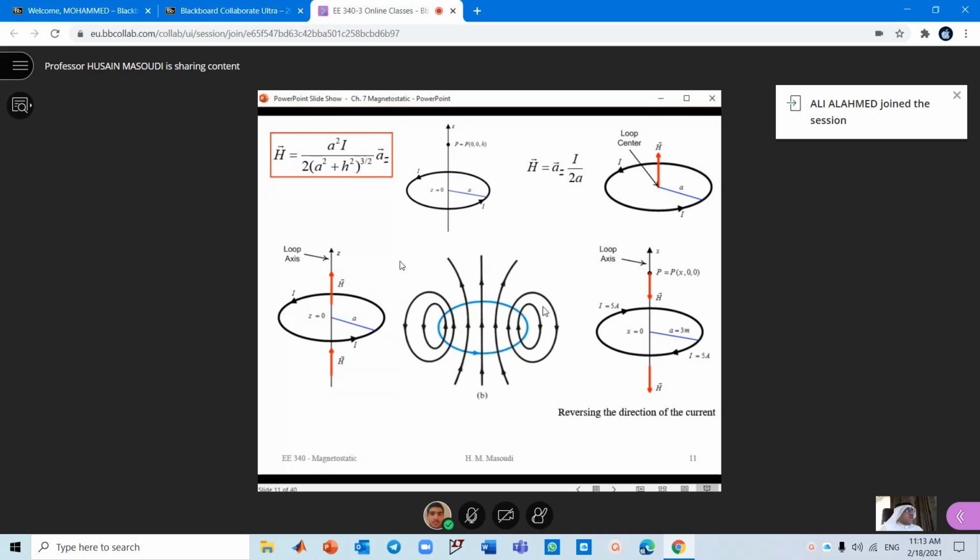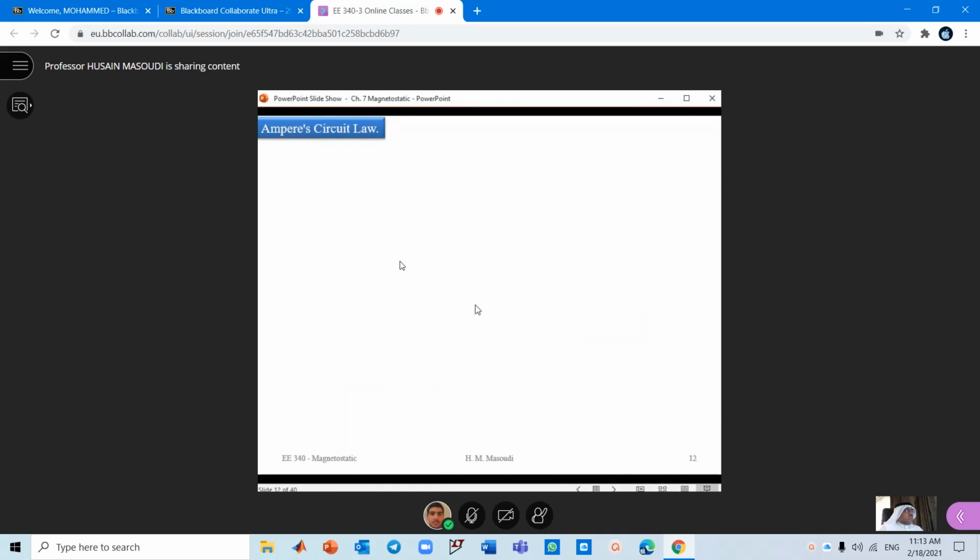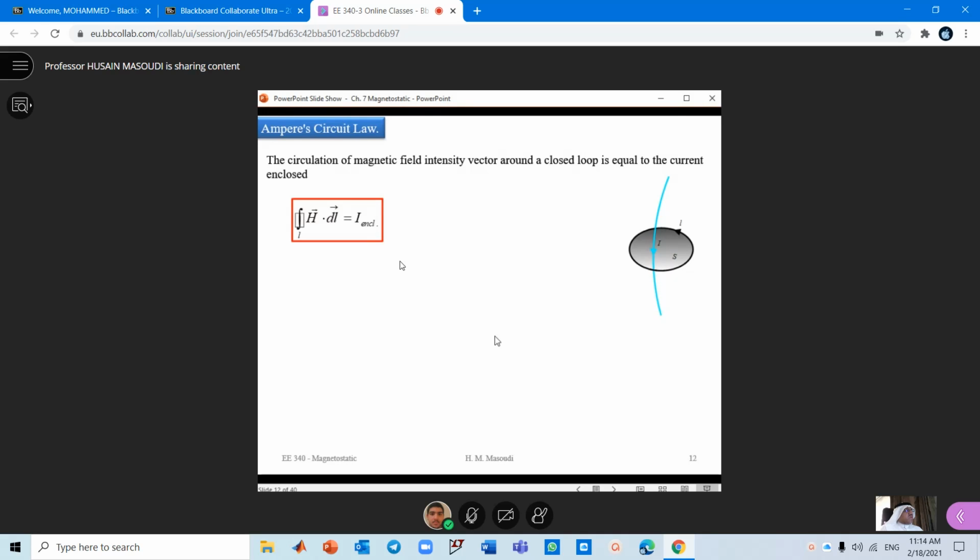Biot-Savart. Now we go to Ampere's circuit law. As we discussed before, Biot-Savart is very similar to Coulomb's law. Now, Ampere's circuit law is similar to Gauss's law. This is Gauss's law, but in a different form. Ampere's circuit law says that if you do a circulation of the magnetic field around a closed path, this is going to be equal to the current inside. You write it mathematically as the circulation of H is equal to I enclosed.